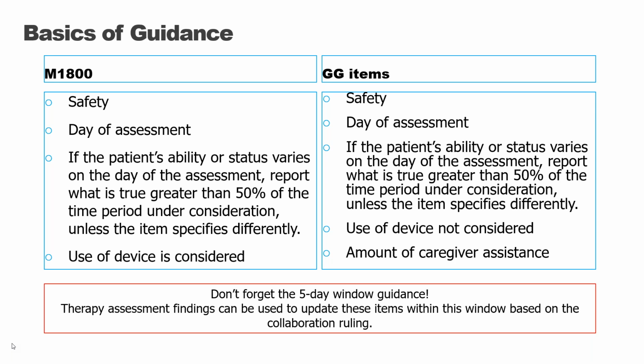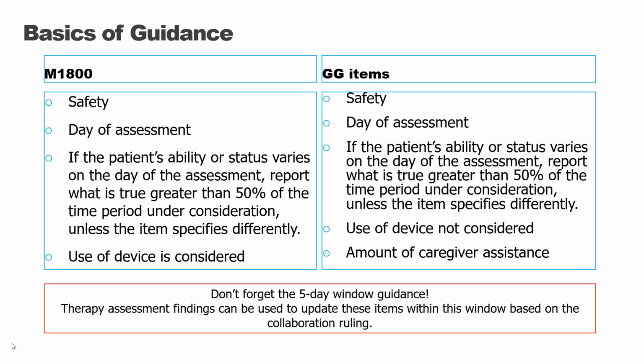In our M1800s, as you know, if you've been doing this any length of time, there are different items that talk about the use of devices, whether it's a one-handed device, a two-handed device, bedside commode, different things. On our GG items, we're not worried about assistive devices. What we're looking at is how much caregiver assistance that patient needs, with or without a device, doesn't matter.